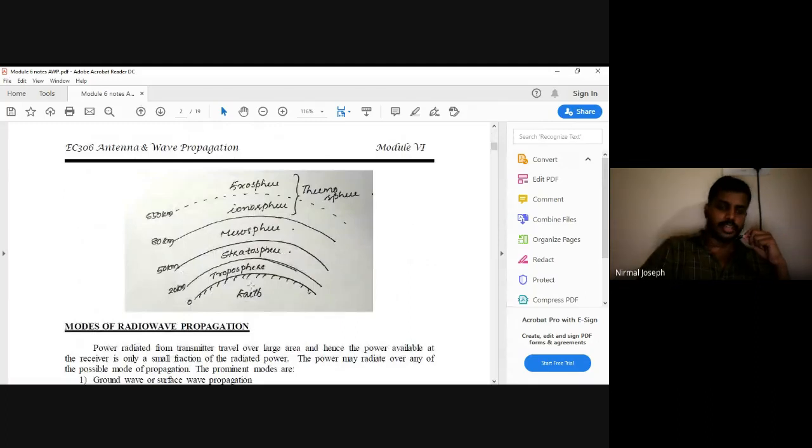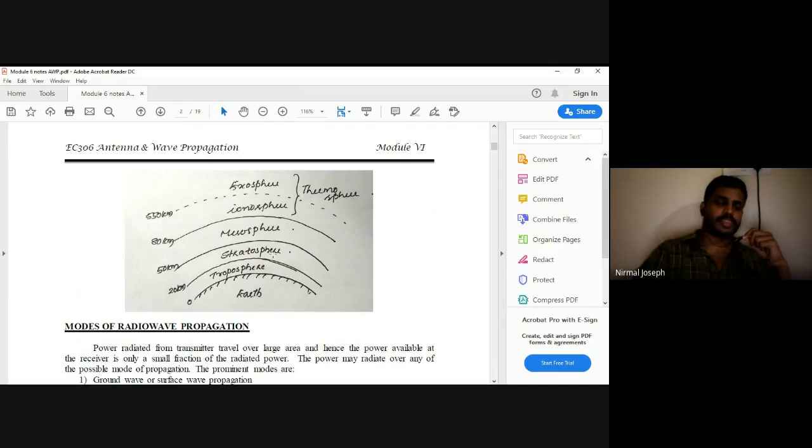Earth is shown here, and the immediate atmospheric layer above Earth is called the troposphere, which ranges up to 20 kilometers from the surface of Earth. The next one is the stratosphere, then the mesosphere, and then the ionosphere and exosphere. Both the ionosphere and exosphere are collectively called the thermosphere. We will see them one by one, and as you are aware, our main area of interest is the ionosphere. We will come to that.